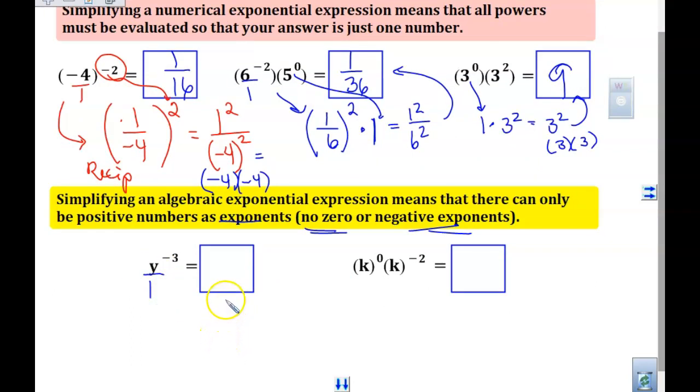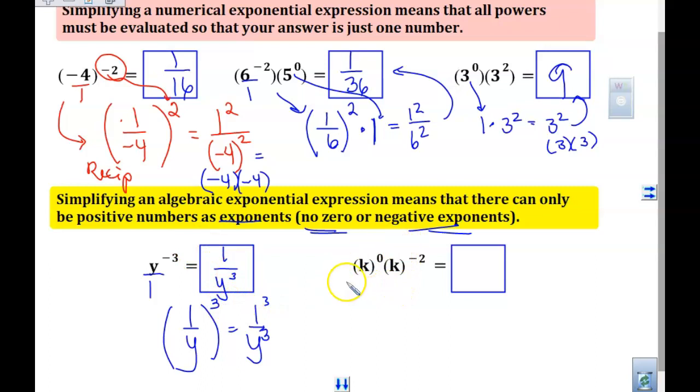So as I am taking a look at this, Ambry, how would I first rewrite? 1 over y. And Kale, instead of negative 3, it's now going to become positive 3. That means I have 1 to the third, which is just 1, and in my denominator y to the third, which is simply y to the third. I just found the reciprocal of it, right?